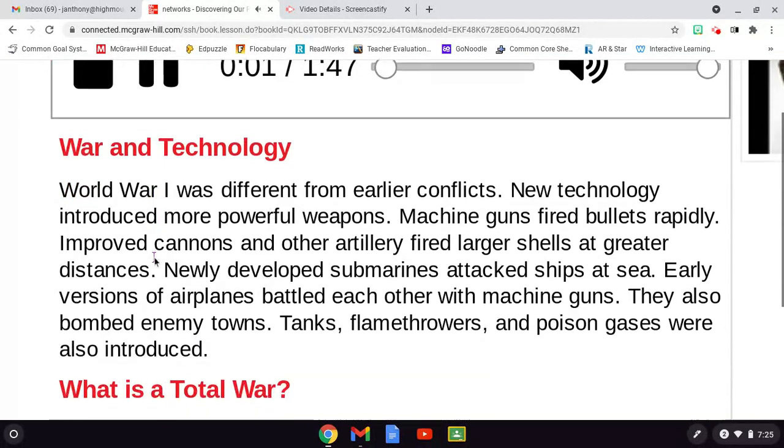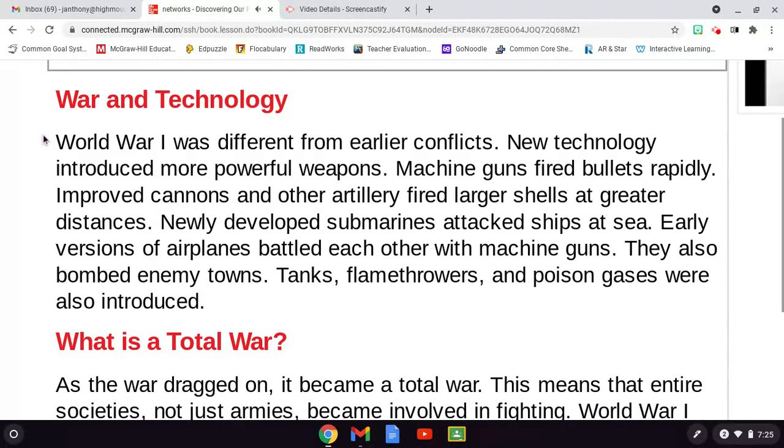War and technology. World War I was different from earlier conflicts. New technology introduced more powerful weapons. Machine guns fired bullets rapidly. Improved cannons and other artillery fired larger shells at greater distances. Newly developed submarines attacked ships at sea. Early versions of airplanes battled each other with machine guns. They also bombed enemy towns. Tanks, flamethrowers, and poison gases were also introduced.